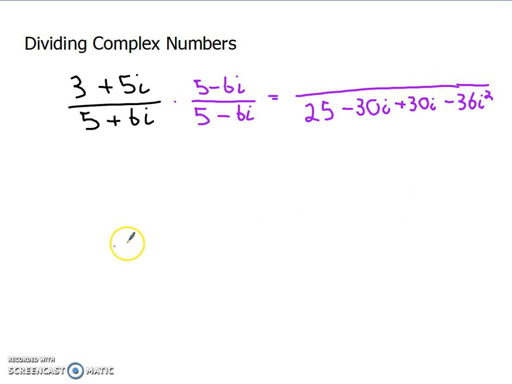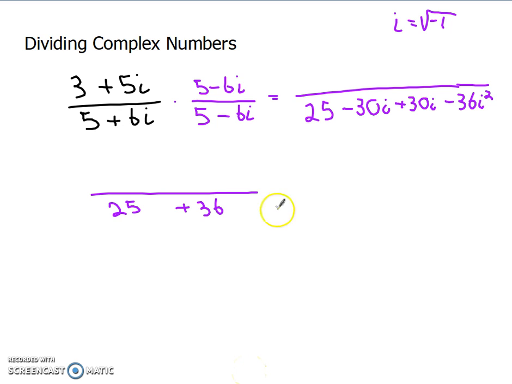Okay? And we'll deal with the top in just a second. Let me keep going on with the bottom. Like I said, the negative 30i and positive 30i cancel each other out. Furthermore, since i is the square root of negative 1, i squared is negative 1. So now this becomes negative 36 times negative 1, in other words, positive 36. So there's no more i's down in the denominator of this fraction, and so I can just write these combined as 61, okay? And I'm done with the bottom.